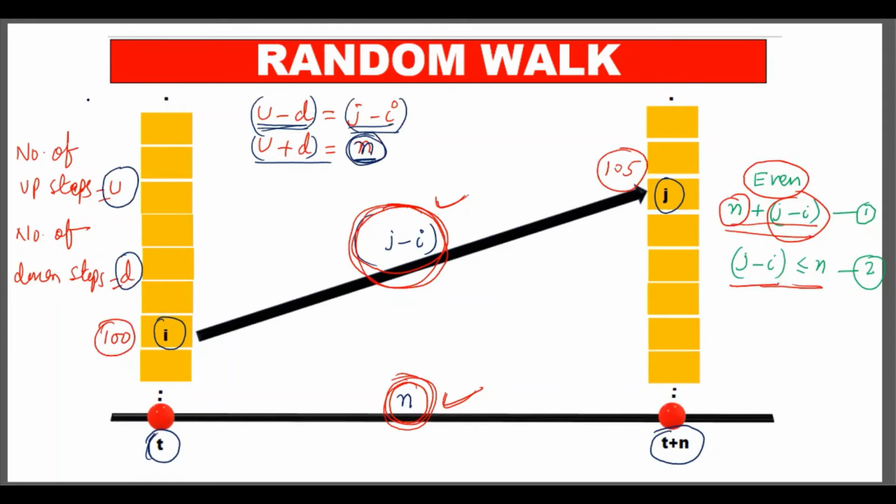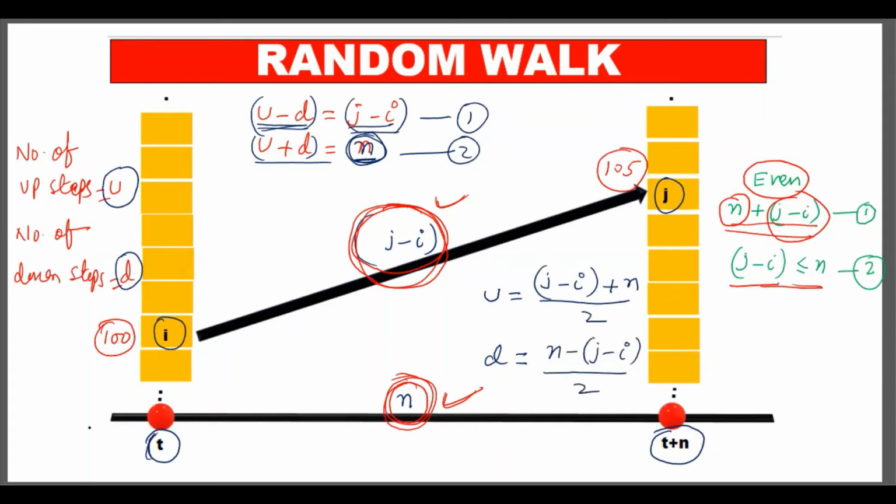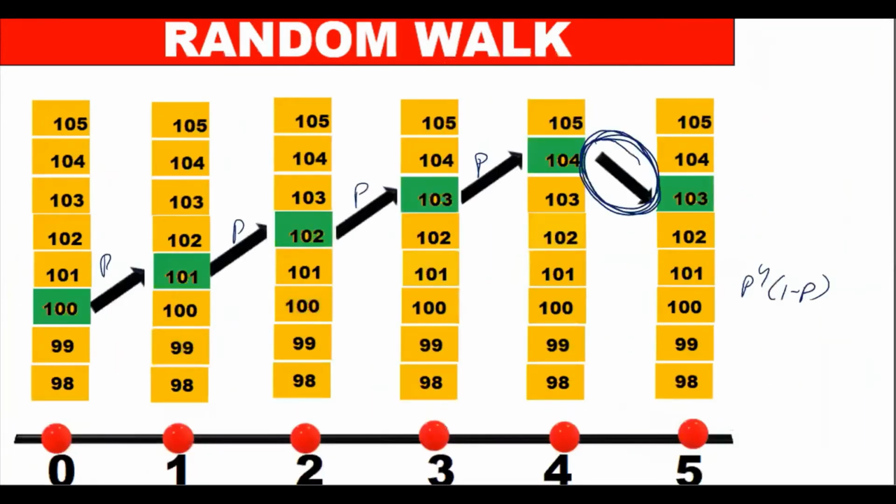If you have any doubt here, you can go back and verify the examples. If you add 1 and 2, then D and D will get cancelled, you will get 2U. Remember the number of up steps here will be J minus I plus N, divided by 2. Similarly, the number of down steps, if you subtract, the U will get cancelled and you will get 2D, N minus J minus I, divided by 2. Now you can apply this formula and verify all these things.